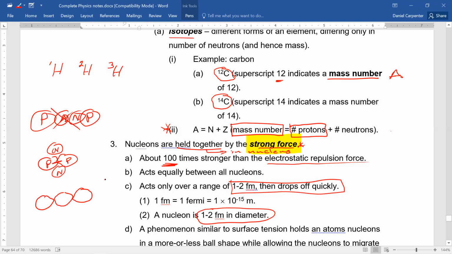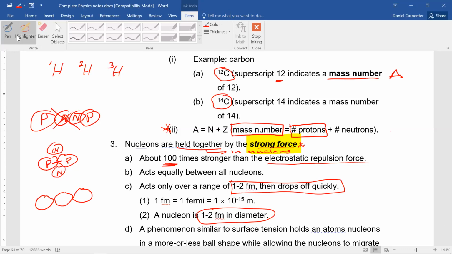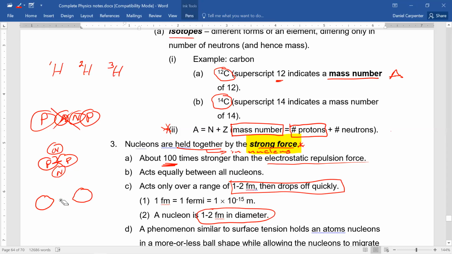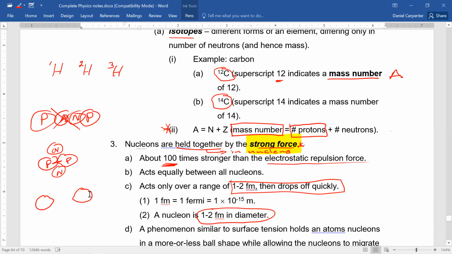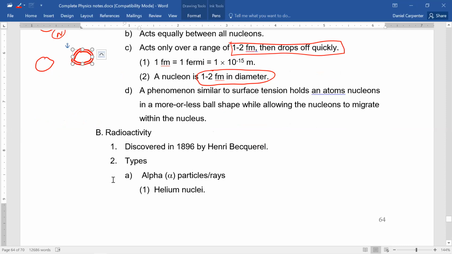All right, so I didn't get those perfect, although they're not too bad in size. So at this distance, if we were to remove this center one, these two would be attracted to each other. However, if these were any farther apart, the electrostatic repulsion of two positives would push them apart and the nucleus would blow up.